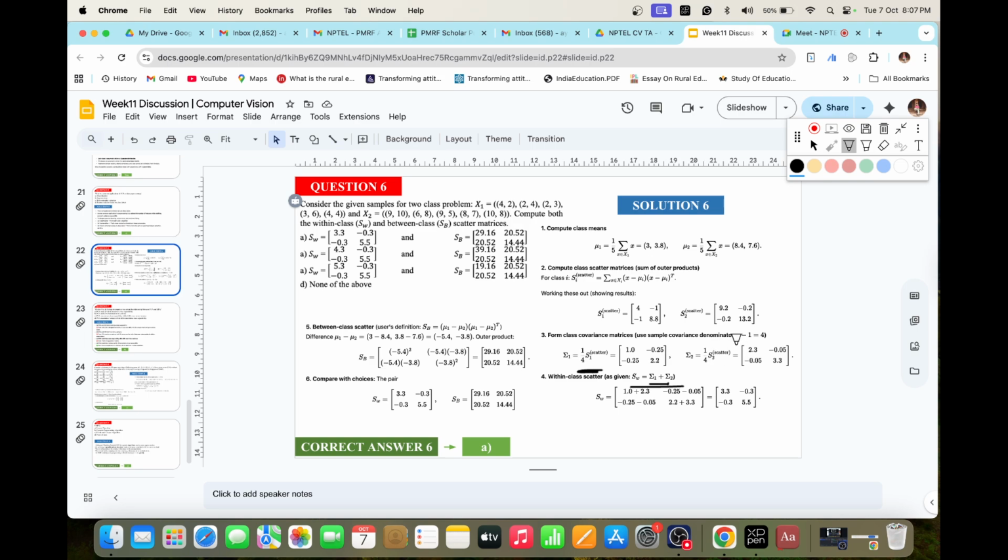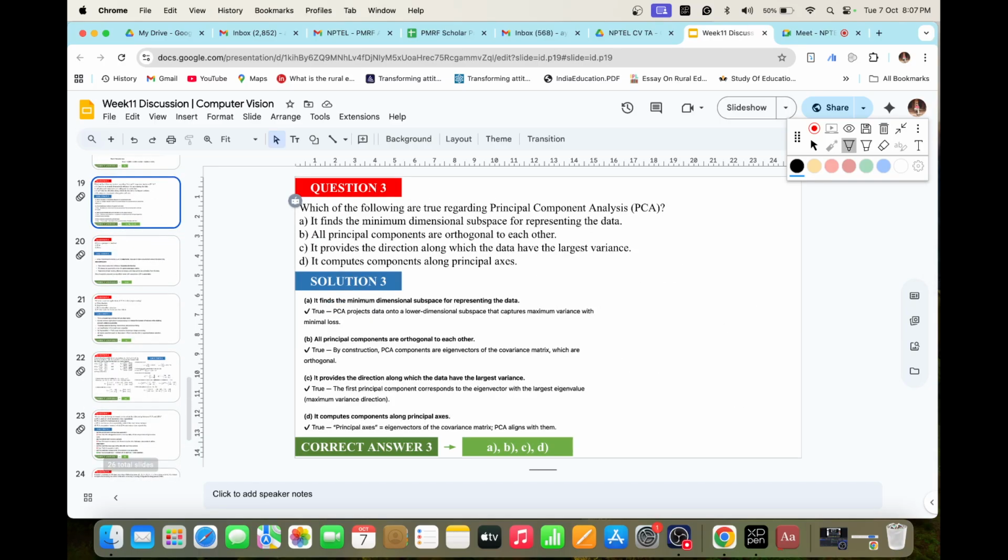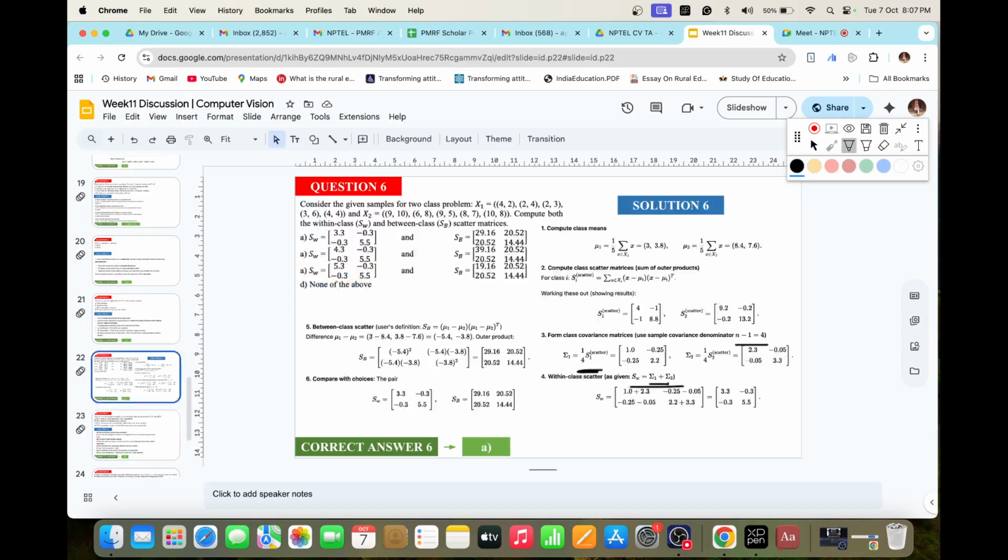But in another scholar's problem solving session, she told SW equal to S1 plus S2. So I don't know, this is the confusion. According to me, option A is coming, 3.3, minus 0.3, minus 0.3, 5, comma 5. So I think the answer is also coming, right? Option A is also coming. Yes, this is how you have to solve it.